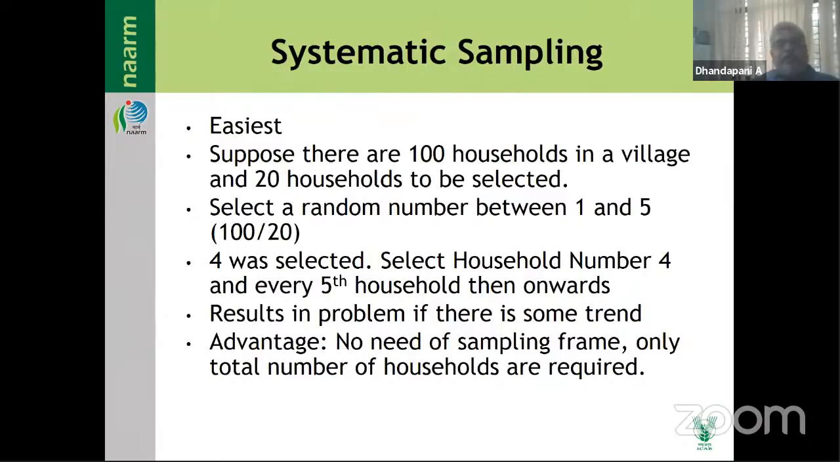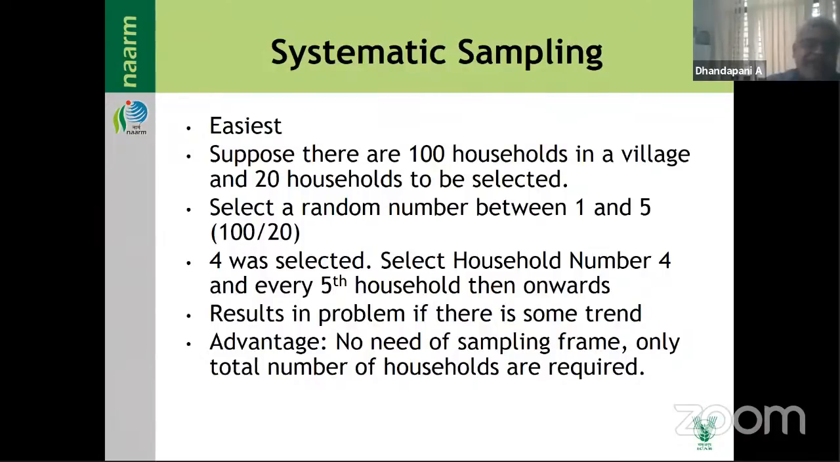Of course, there will be a complication if the total number cannot be exactly divided by the sample size. That will be one issue. So you go for some modifications, like circular systematic sampling. You can make it in such a way that when it reaches the end, it starts again from one. That way you can handle some of these issues.